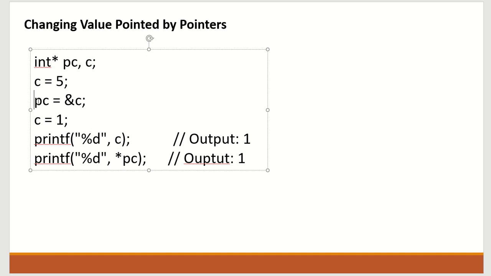So the pointer is pointing to the address of which variable? c. So at that address, earlier the value was 5. Now the value is what? 1. So here also it will print the output as what? 1.